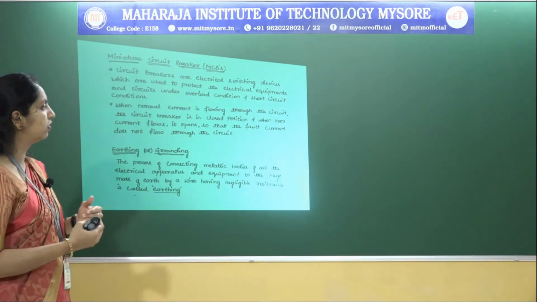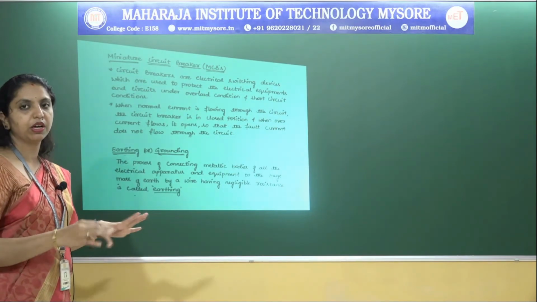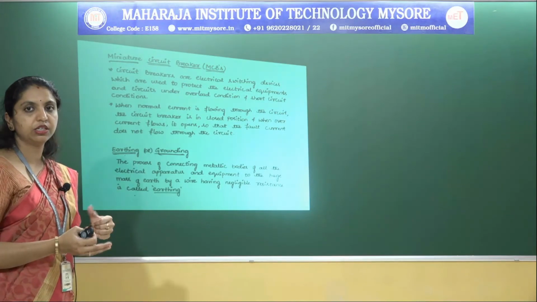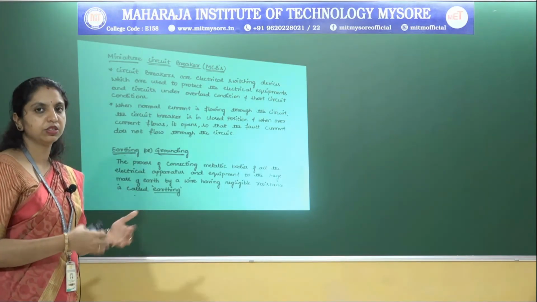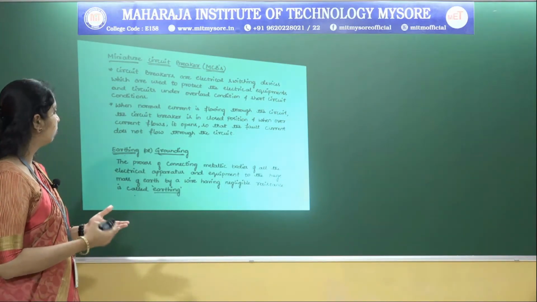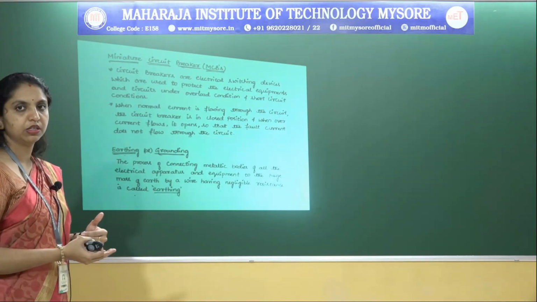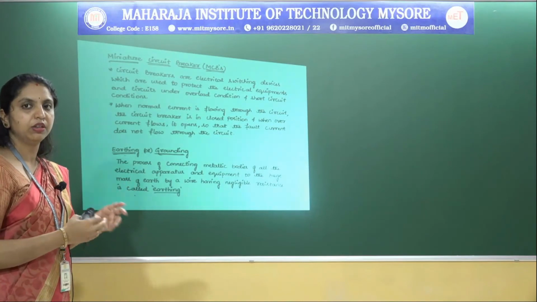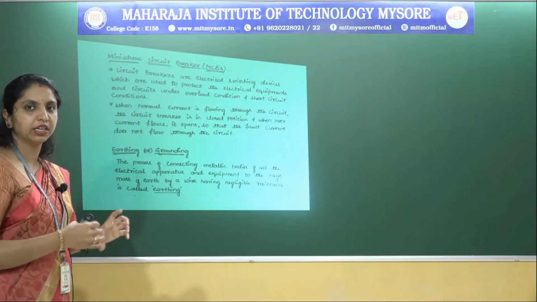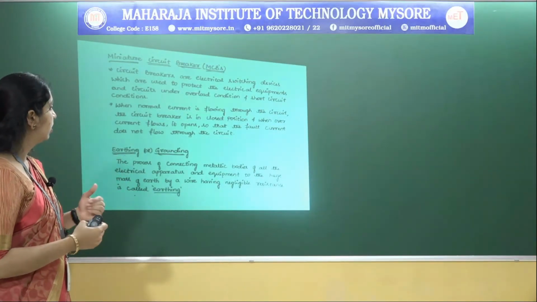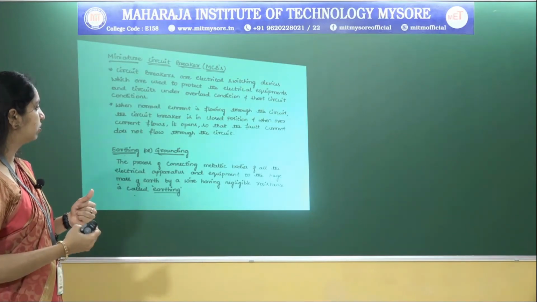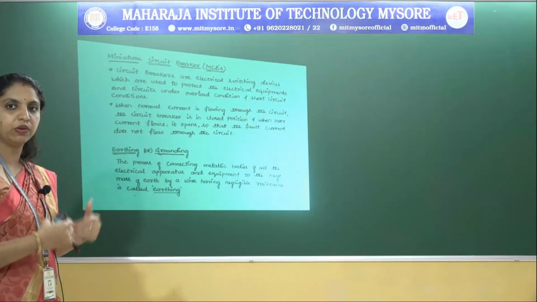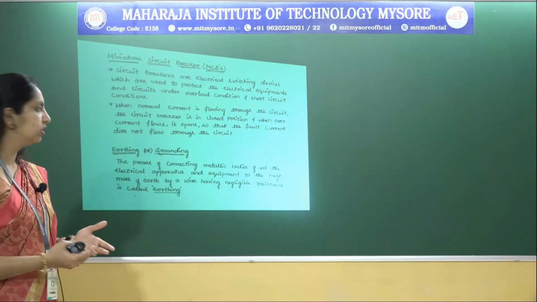So when normal current is flowing through the circuit, the circuit breaker is in closed position, isn't it? And when overcurrent flows, it opens, right? Of course it is similar to a fuse, where the short metal automatically gets cut. So it opens so that the fault current does not flow through the circuit. So it avoids the flow of fault current in the circuit.